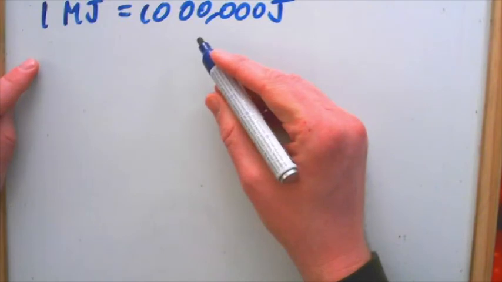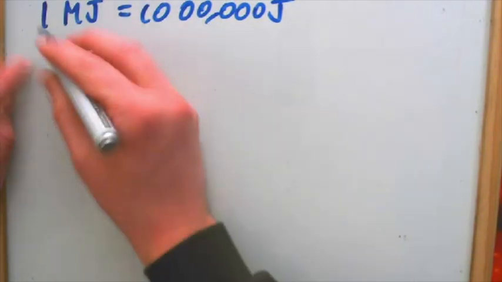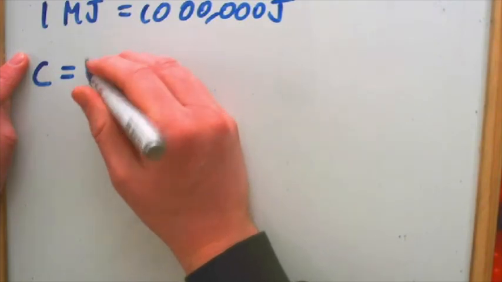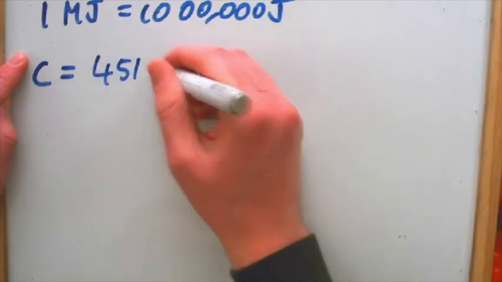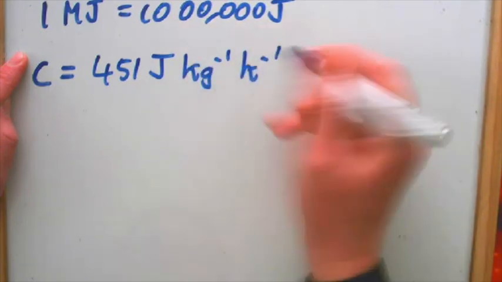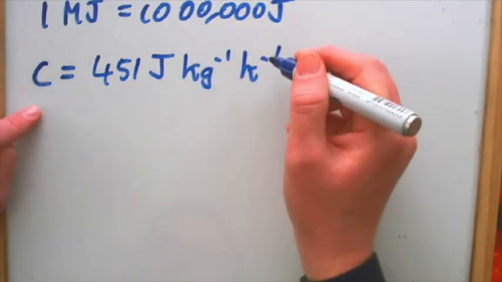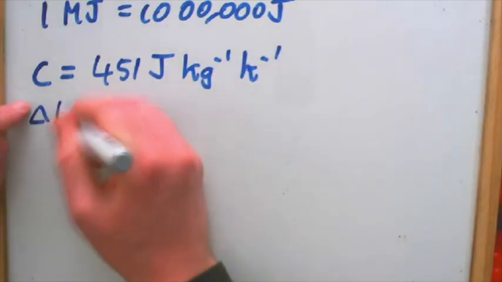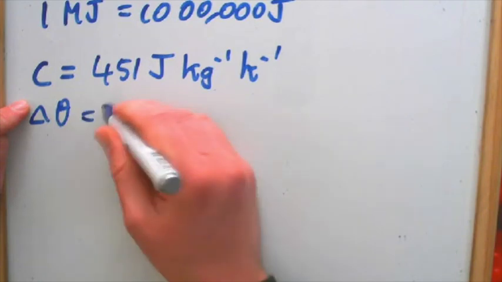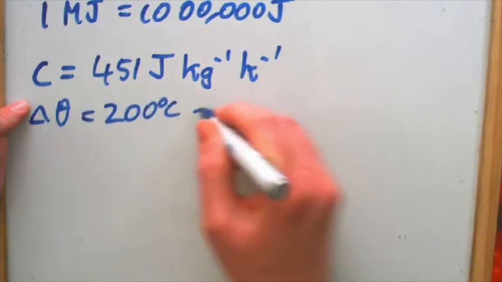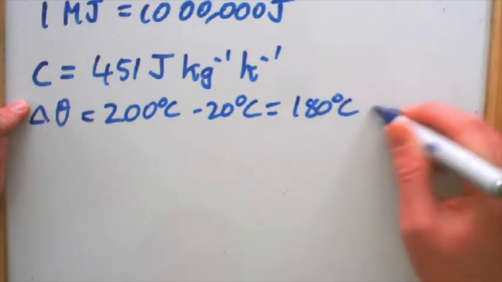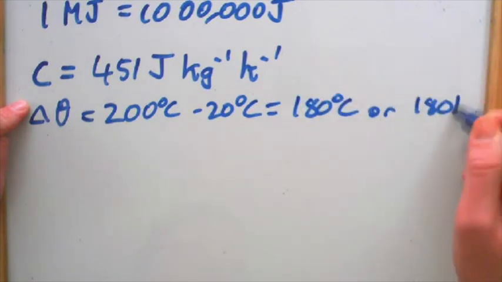And they're asking us to find the mass, but they've given us the heat capacity, and they say that the heat capacity is 451 joules per kilogram per Kelvin. And we're given the change in temperature as well. It started off at 20 and it went to 200, so the change is the final, 200, minus the initial, which is 180 degrees Celsius, or 180 Kelvin.